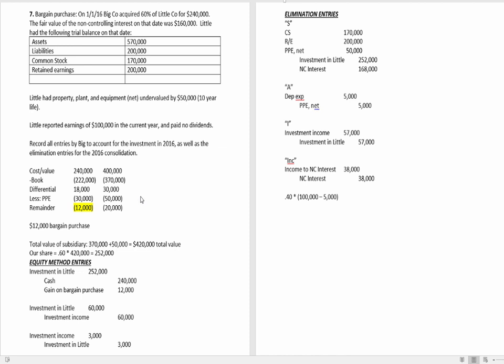Record all entries by Big to account for their investment in 2016, as well as the elimination entries for the 2016 consolidation. Now, in reality, of course, there wouldn't be a big flashing sign that says, hey, this is a bargain purchase. Instead, you would discover that when doing the differential analysis. So let's go ahead and do that.